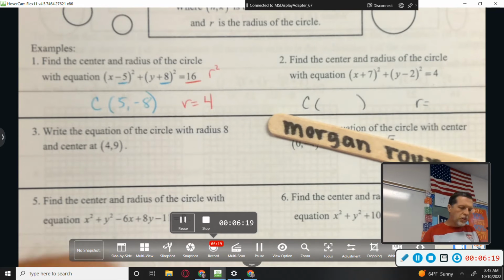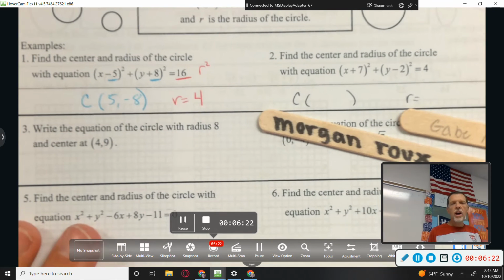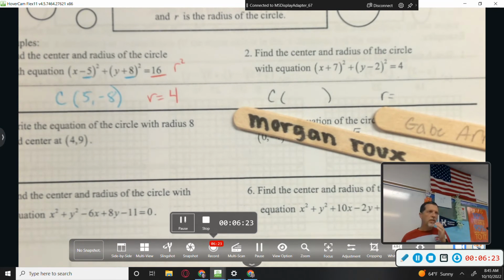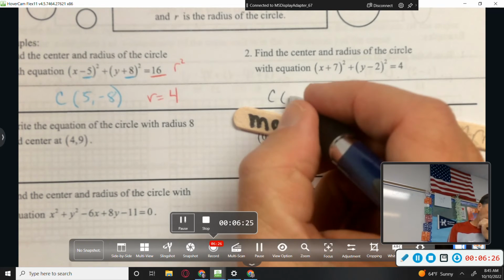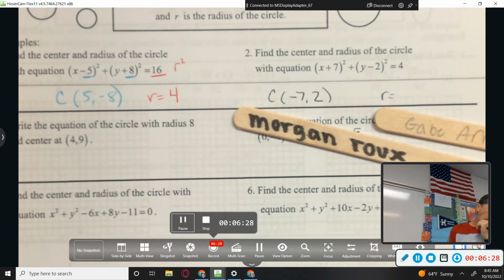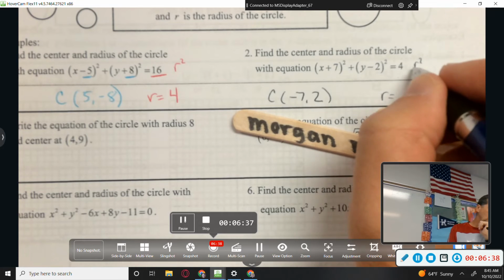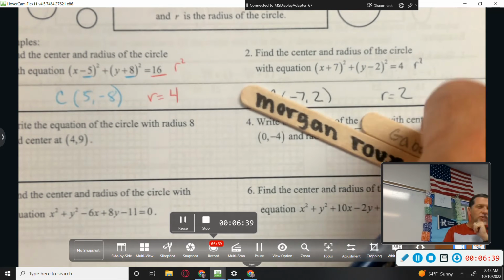On number 2, Morgan, what's the center of number 2? Gabe, how about the radius? r squared is 4, so r is 2. There you go.